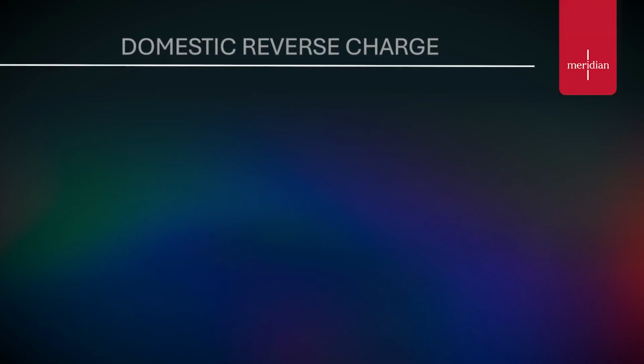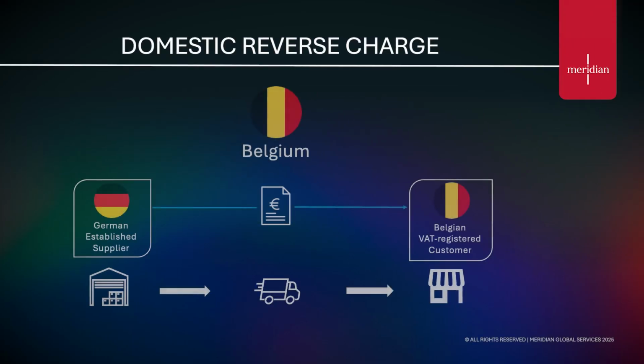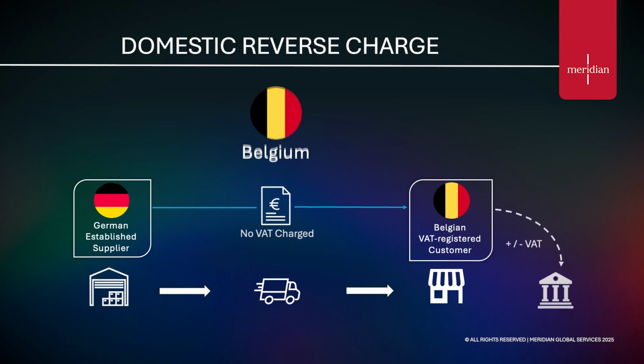So if we take a look at this example, we have a German established business selling from a Belgian plant domestically in Belgium to their Belgian customer. And in this case, the domestic reverse charge applies, which means that the supplier won't charge any VAT on their invoice. Instead, it's the customer who will self-account for the VAT via the reverse charge mechanism, recovering the same as input VAT subject to normal recoverability rules. So that, in a nutshell, is the domestic reverse charge.